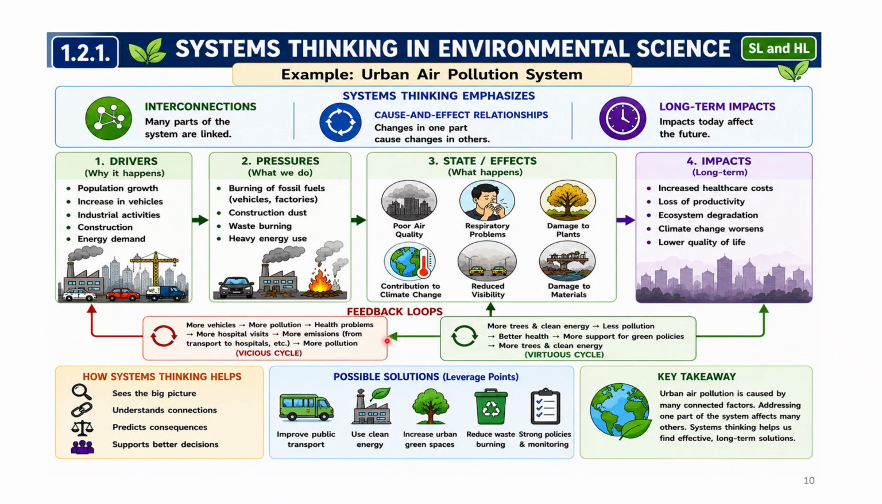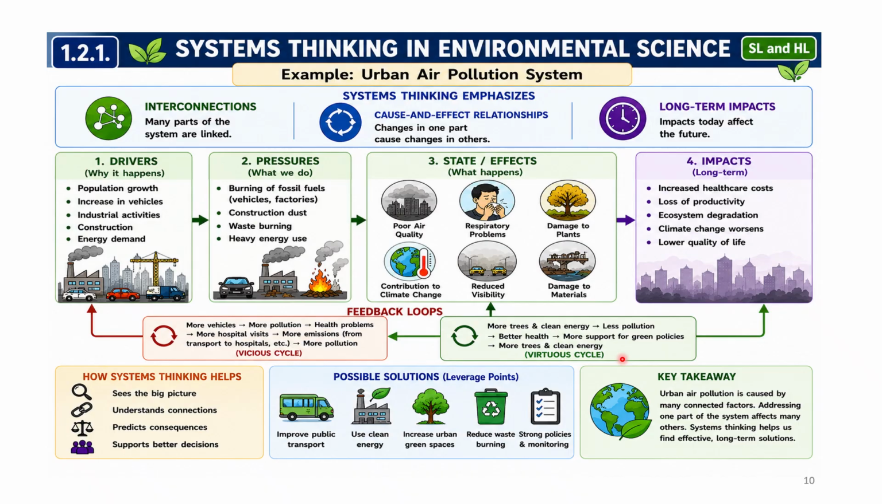Systems thinking also highlights feedback loops. A reinforcing, or vicious, cycle occurs when more vehicles create more pollution, leading to health problems and additional emissions associated with healthcare and transportation. Conversely, a balancing or virtuous cycle can develop when clean energy, urban green spaces, and pollution control measures improve air quality, enhance public health, and increase support for sustainable policies.